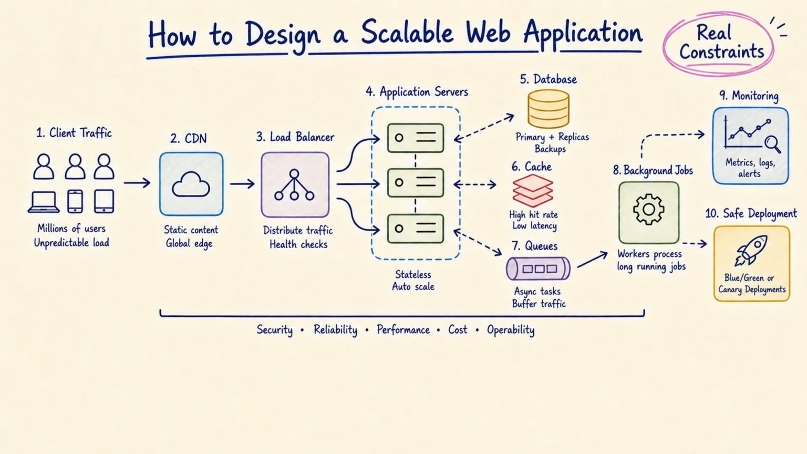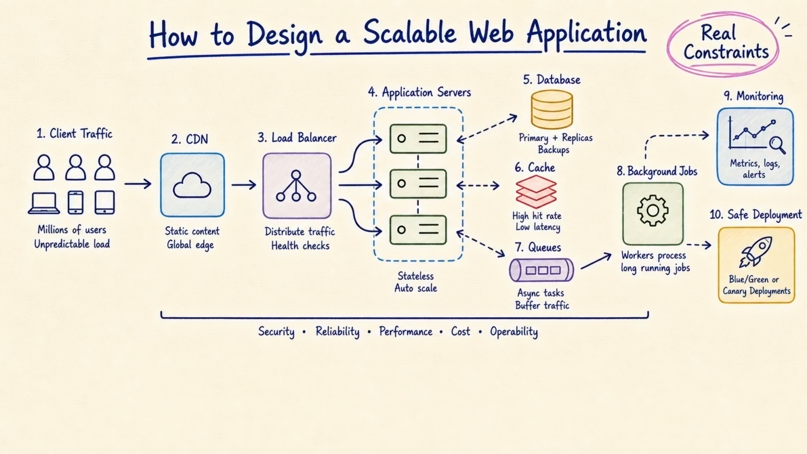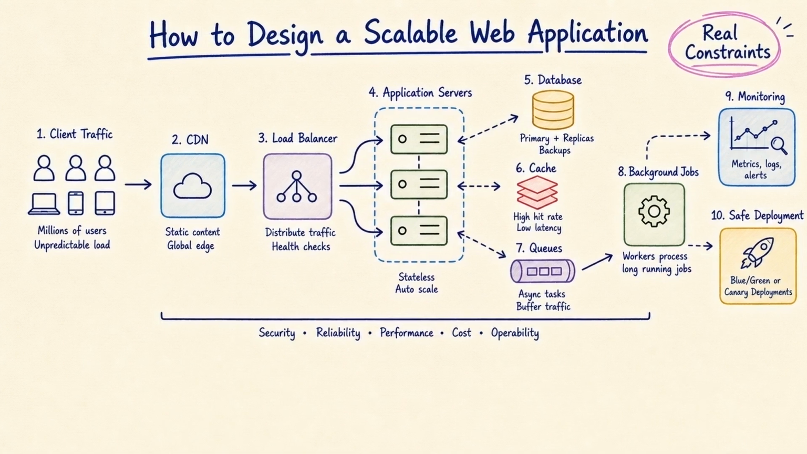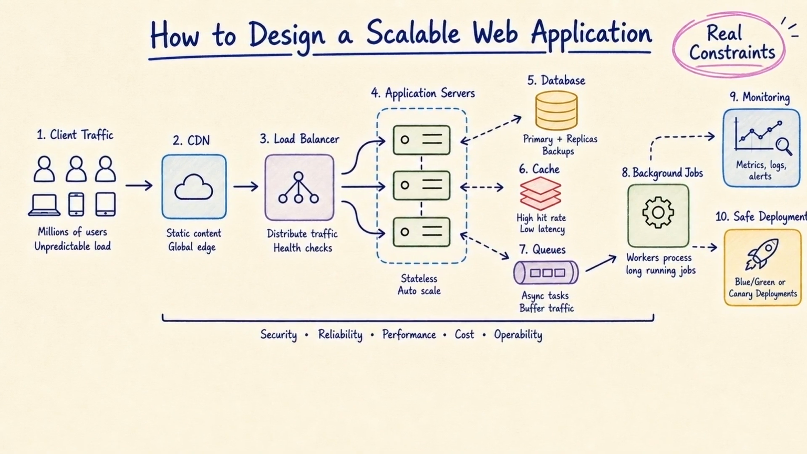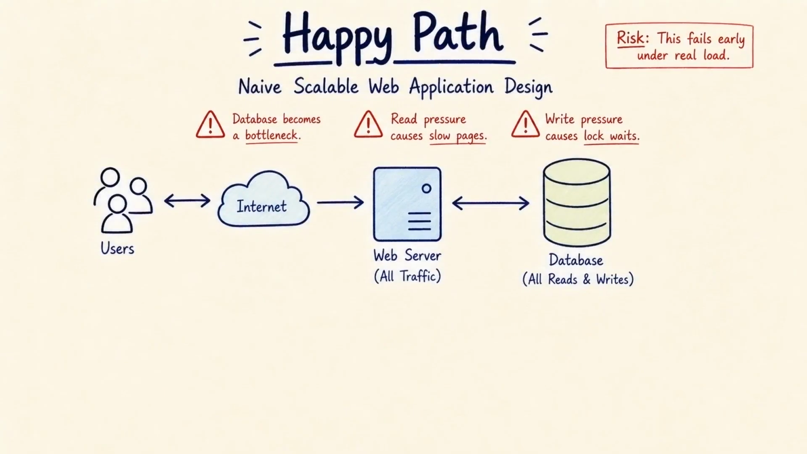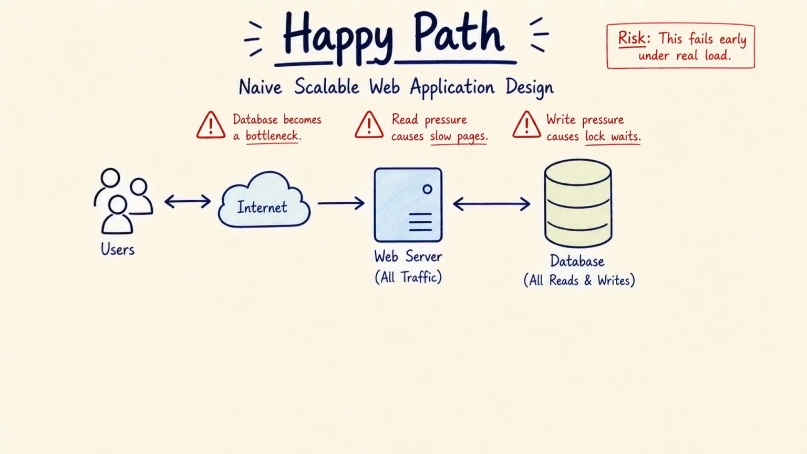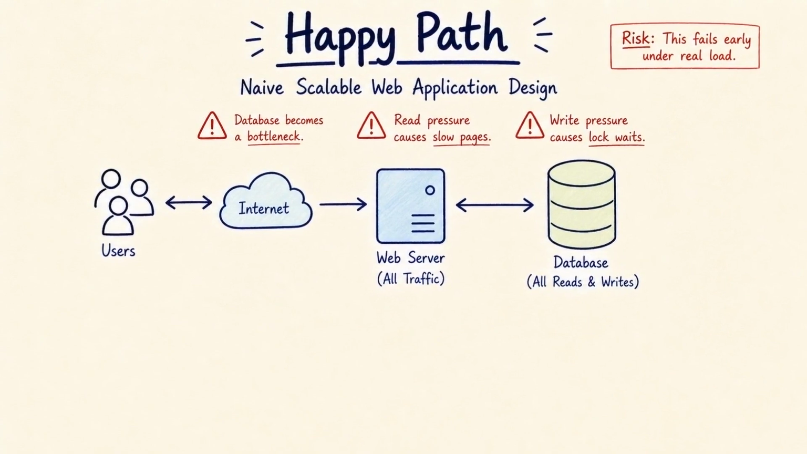This design has to handle client traffic, load balancing, application servers, database, cache, CDN, background jobs, queues, monitoring, and safe deployment strategy, not just a clean demo request. The first diagram usually looks fine because it only tells the happy path story.